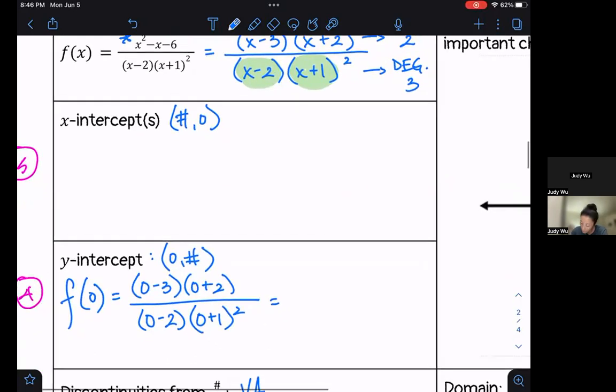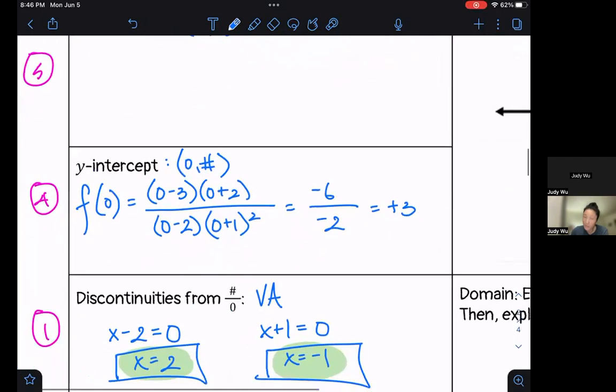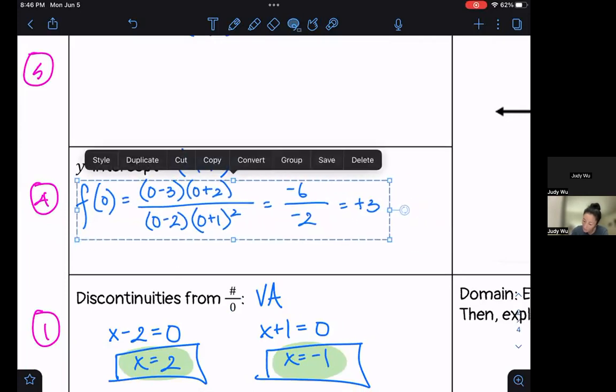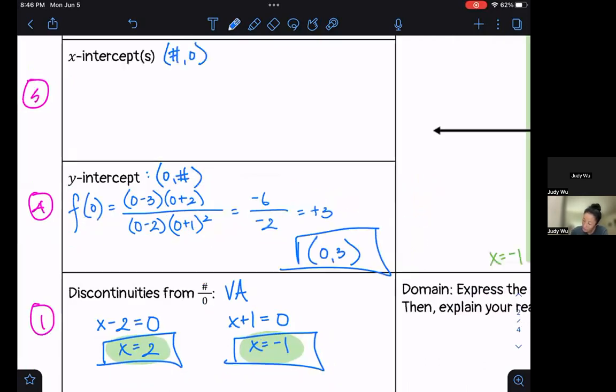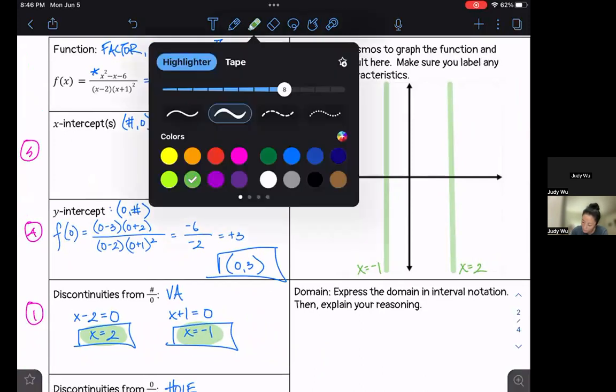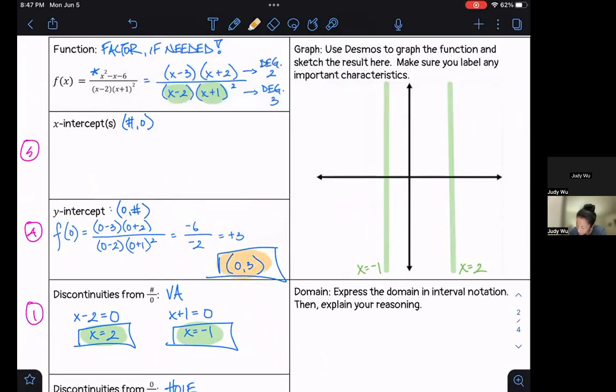All right, let's be really careful here. I've got negative 3 times positive 2, that's negative 6. And I've got negative 2 times 1, which is negative 2. And that means that I end up not with a negative 3, but with a positive 3, okay? So my y-intercept, but let's make sure we write this as a coordinate. So I'm going to shrink this a little bit, and our coordinate is 0, comma, 3. Let's go ahead and put that on our graph. All right, so 0, comma, 3 would be somewhere up here, okay?